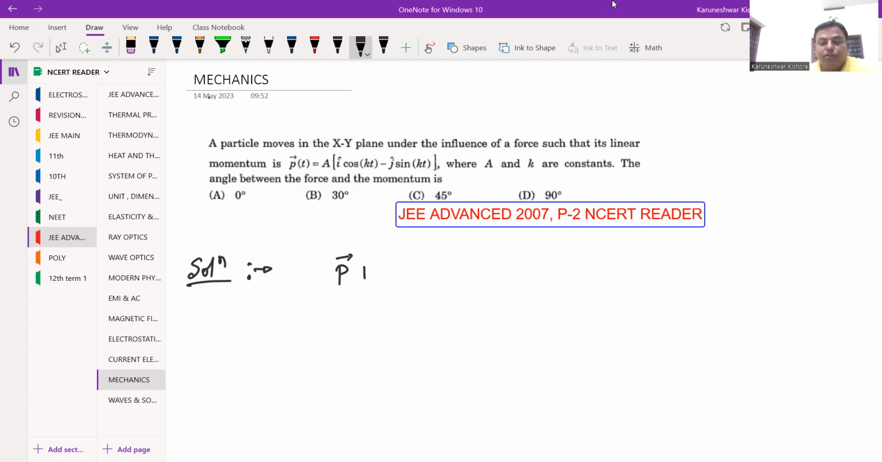That linear momentum is a function of time here, and it is a in the i direction with cos kt. This is the i component of the linear momentum, and then the minus j component here is sine kt, where t is time, and k and a are constants. We are looking for the angle between force and the momentum. So how can we find the angle between the force and the momentum?